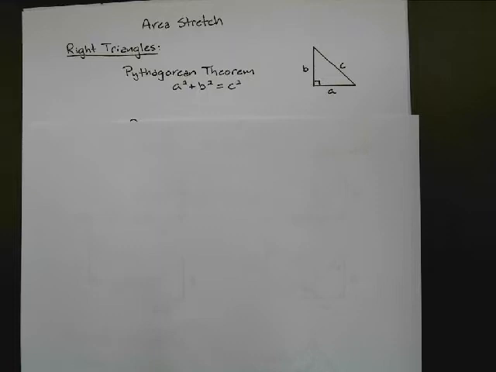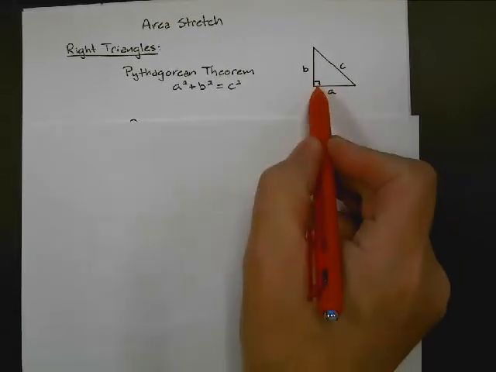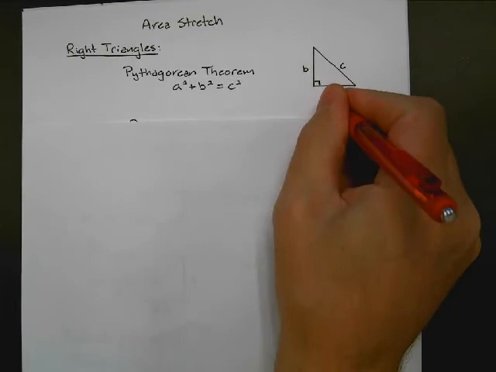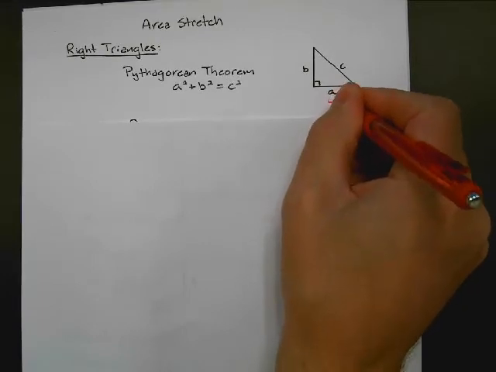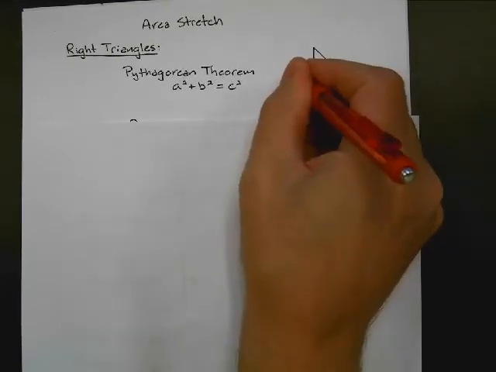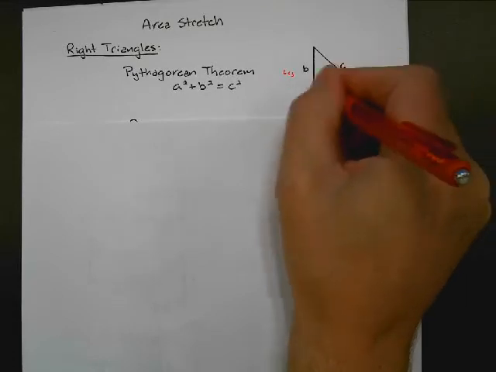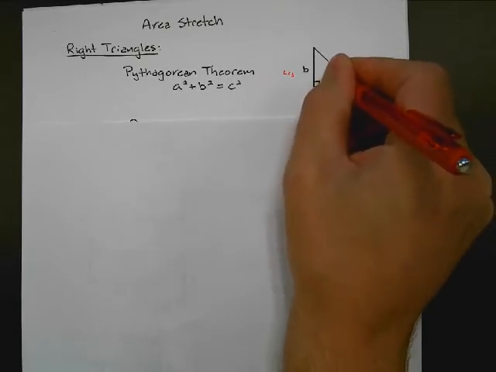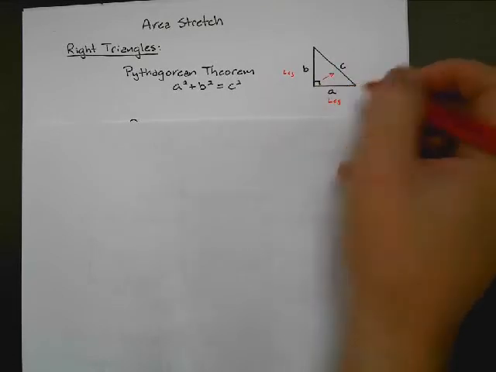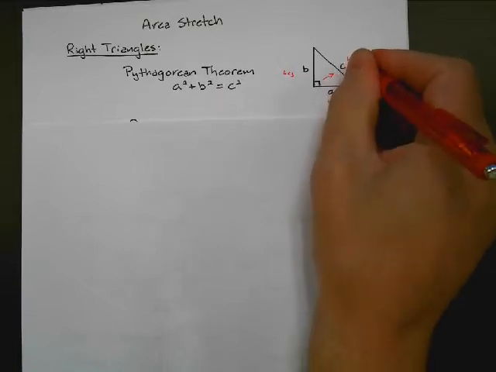The first thing that we need to know about right triangles is the Pythagorean theorem. The Pythagorean theorem says that if we've got a right triangle, these are called the legs, A and B, and then C is the longest side. It's always the side that's opposite the 90-degree angle. This is called the hypotenuse.